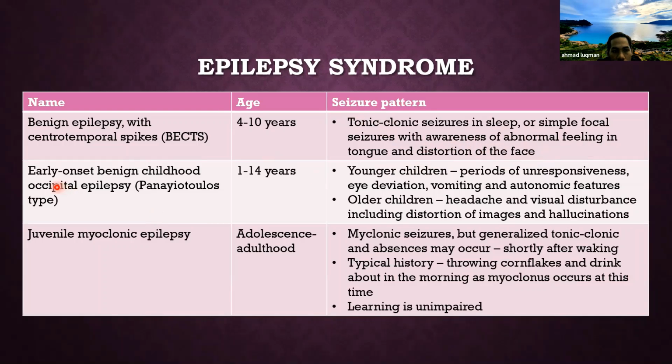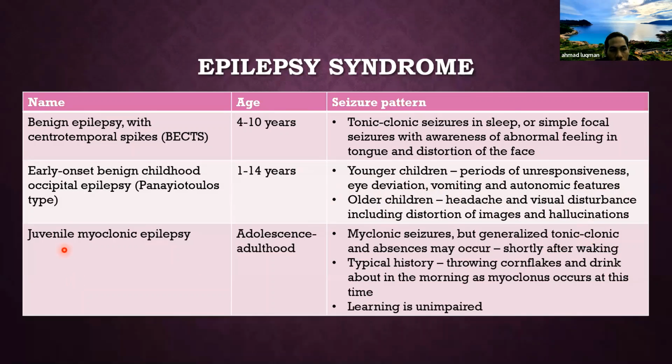The next one is early onset benign childhood occipital epilepsy, Panayiotopoulos type. This type of syndrome occurs between 1 to 14 years old. It is a rare type. For the younger children, the pattern is periods of unresponsiveness, eye deviation, vomiting, and autonomic features. For the older children, headache and visual disturbances, including distortion of images and hallucination.